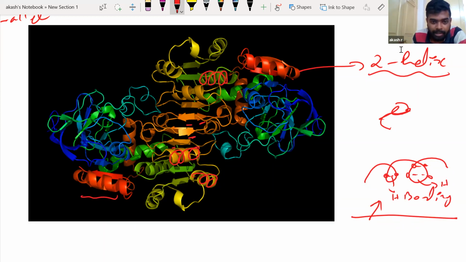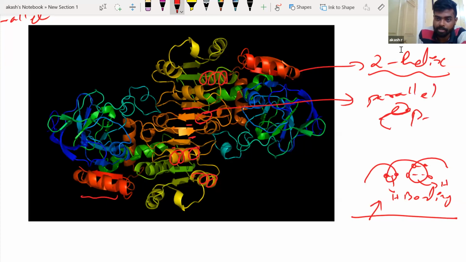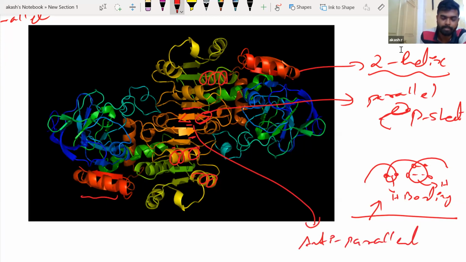Now if you see there will be 2 arrows, and if these 2 arrows are pointing in the same direction, like this particular arrow and this particular arrow here, this will become a parallel beta pleated sheet. But if I consider this one and this one, they become anti-parallel beta pleated sheets. Again, they are formed because of hydrogen bonding. How the hydrogen bonding is formed is not important to you. Really not important.